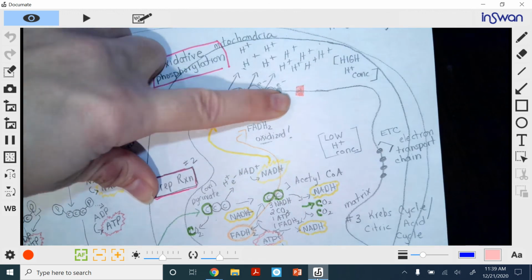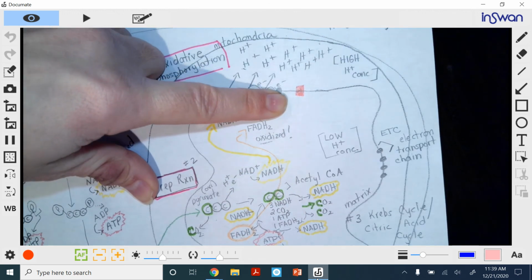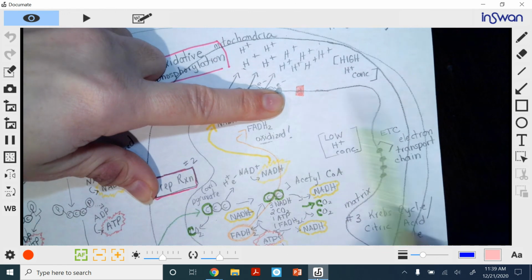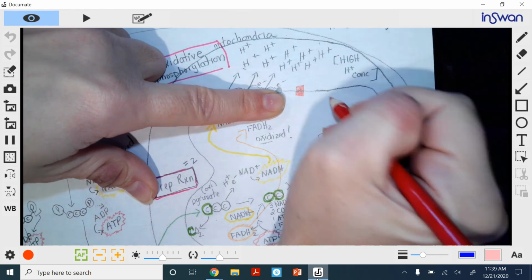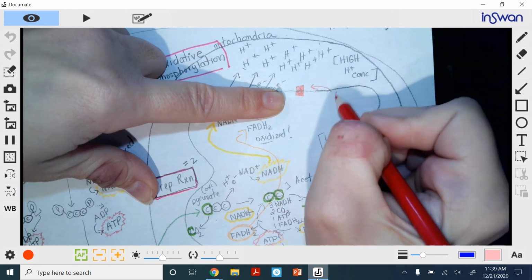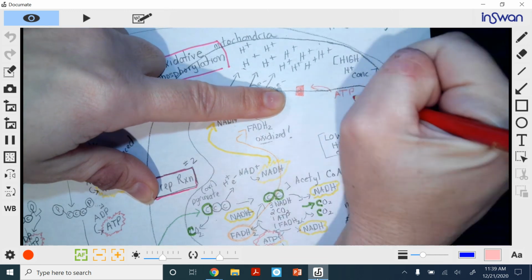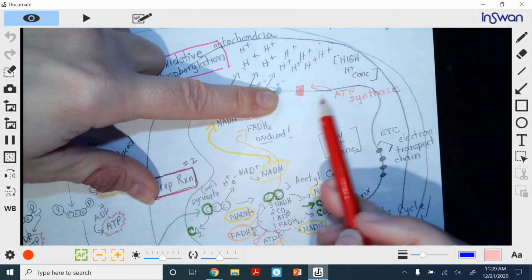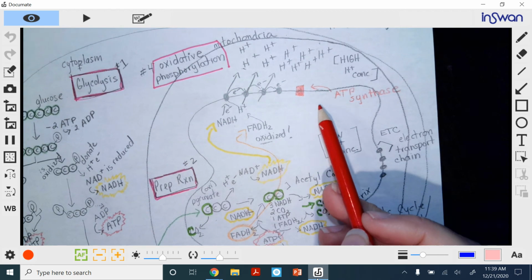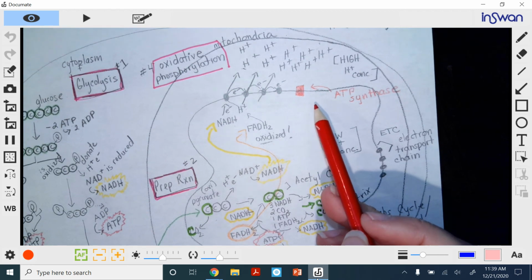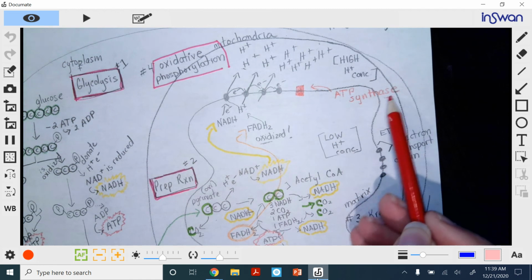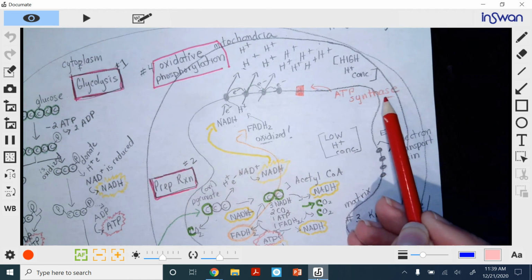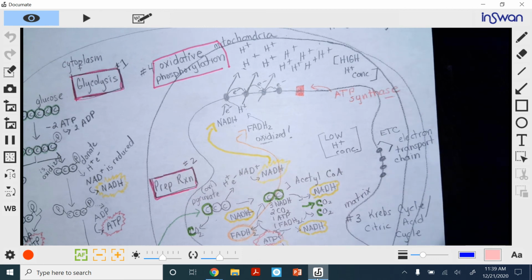Let's put a very important protein in there that we haven't talked about. That protein there is called ATP synthase. ATP synthase. You can tell me two things pretty quickly about ATP synthase. One, it's an enzyme because it ends in -ase. So it's a protein, and its job is to make ATP. That's why they call it ATP synthase. It's going to synthesize ATP.